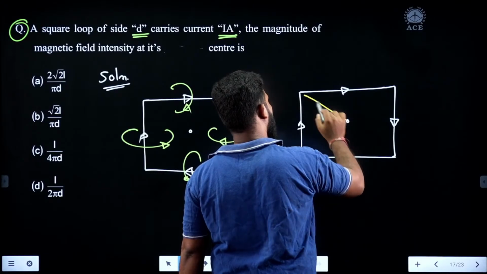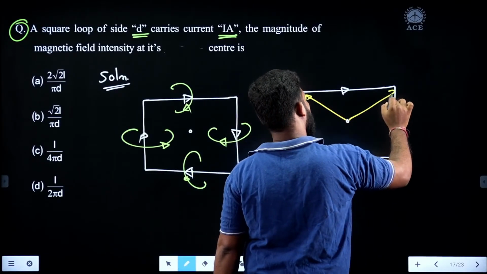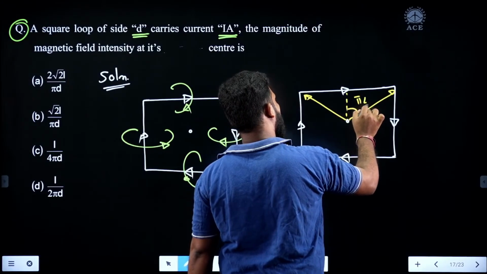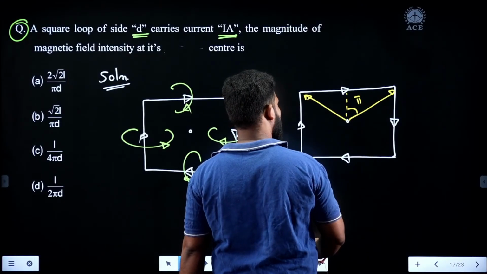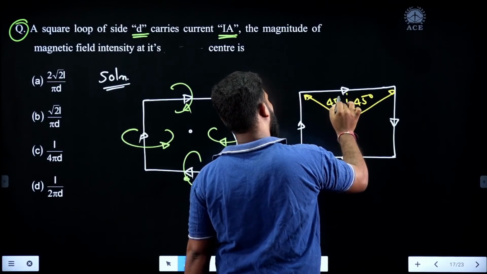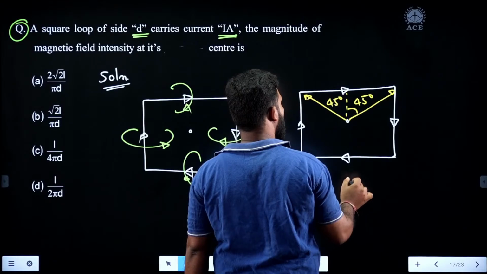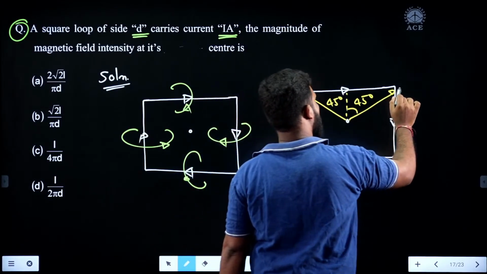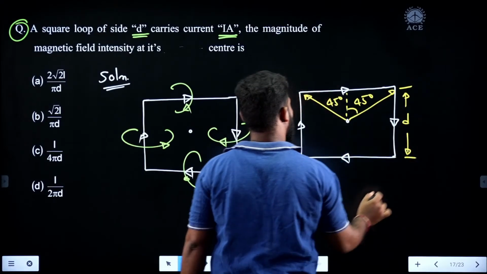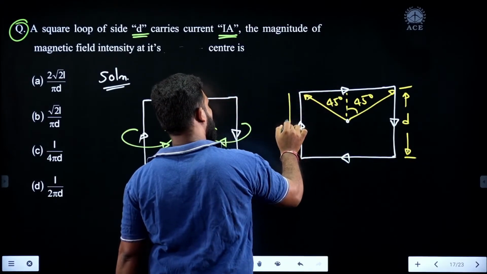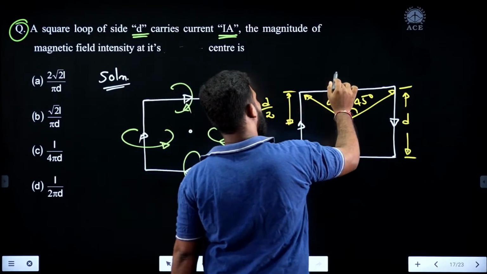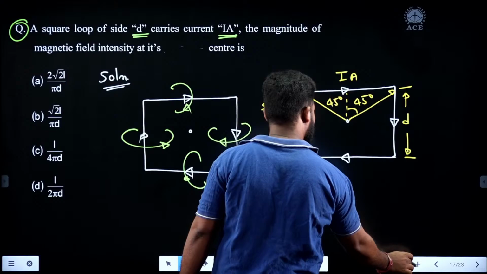So here is the thing. What is this angle? This angle is pi by 4, that is 45 degrees. This also is 45 degrees. Clear? What is the overall distance from here to here? The distance from here to here is D. And what is the perpendicular distance from here to here? It is D by 2. How much current is flowing? It is I amperes.